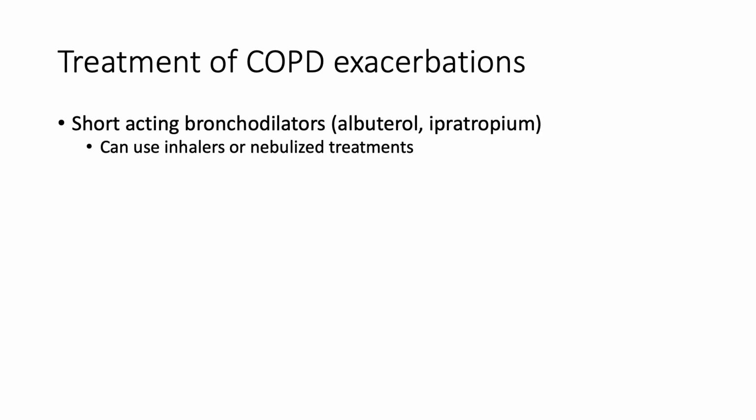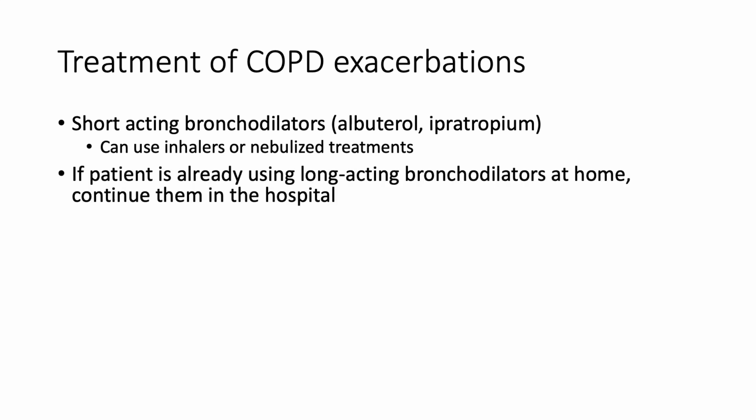All right, so for the treatment of COPD exacerbations, we're going to use short-acting bronchodilators like albuterol, which is a short-acting beta agonist, and ipratropium, which is a short-acting muscarinic antagonist. You can give those with inhalers or as nebulized treatment. If they're using a long-acting bronchodilator at home, you can continue that in the hospital, and you should prescribe it at discharge if they're not already on one.